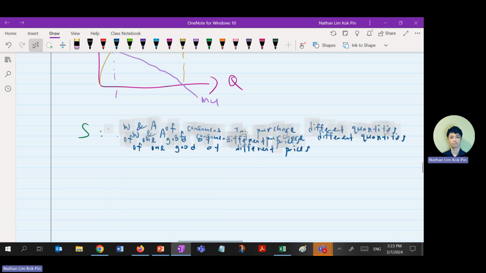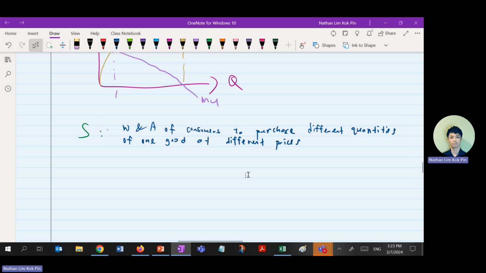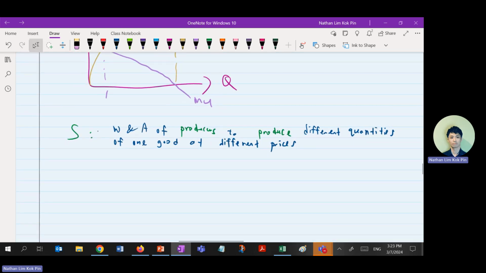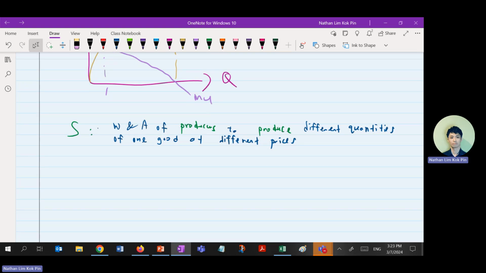The only difference is what? You change the consumers to producers, change the purchase to produce, right? Because we don't use the same word like in your definition of supply, we don't use the word supply to produce one good at different prices. So this is the supply definition, right?